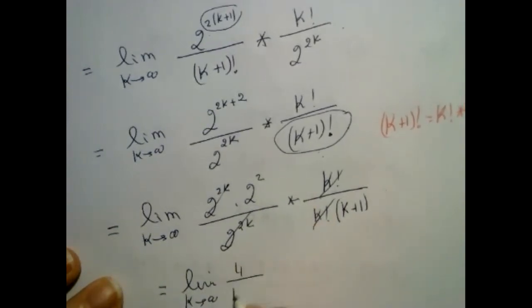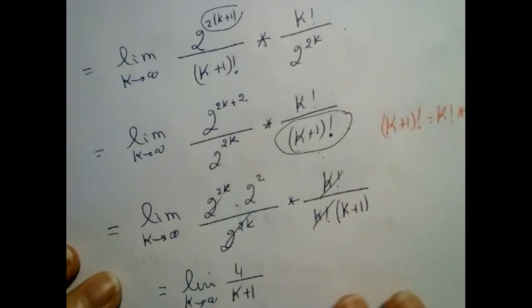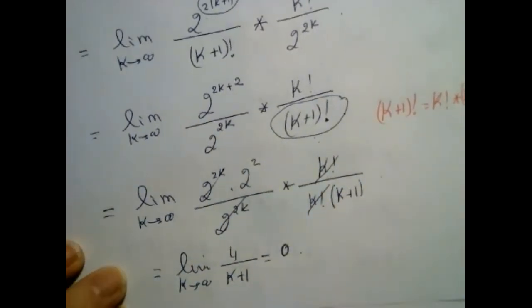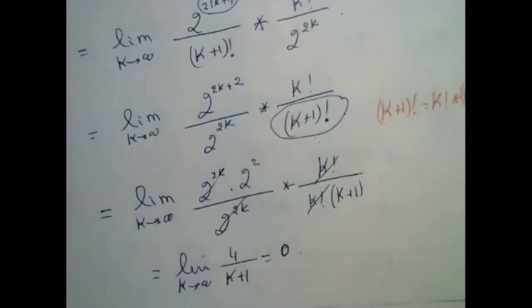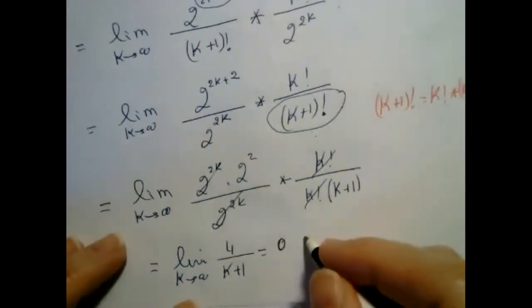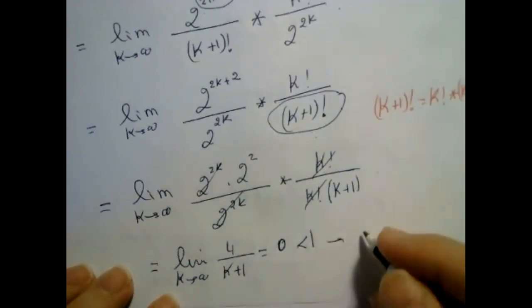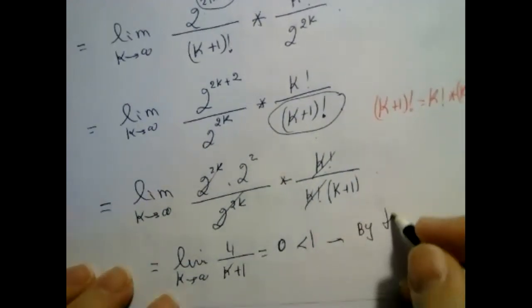4 over k plus 1. That's what I'm left with. But as k goes to infinity, this is equal to 0. Now the ratio test tells me if the limit is 0, this is strictly less than 1. By the ratio test, the series converges.